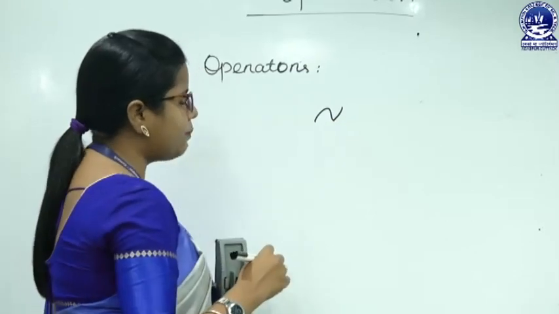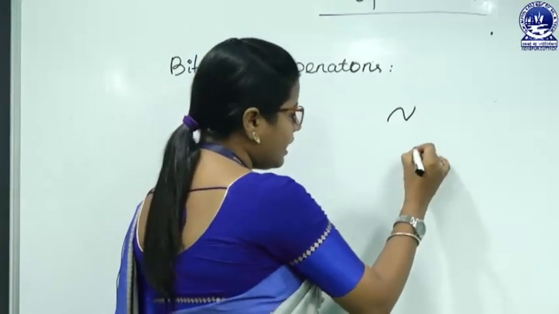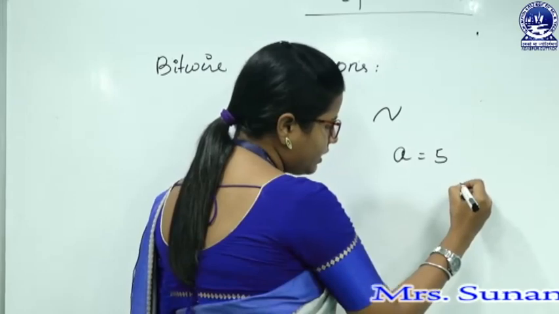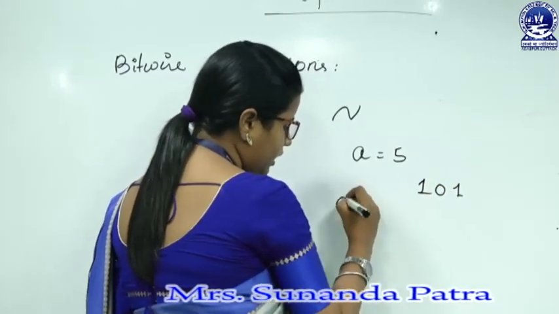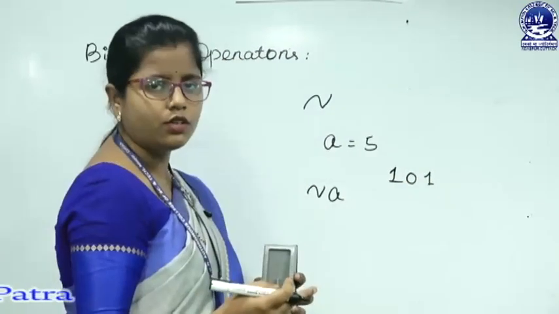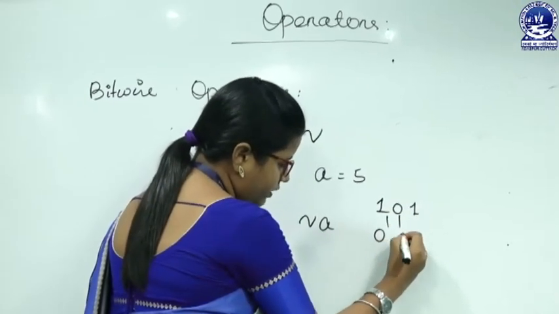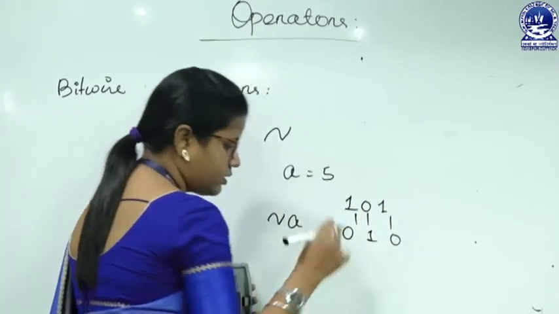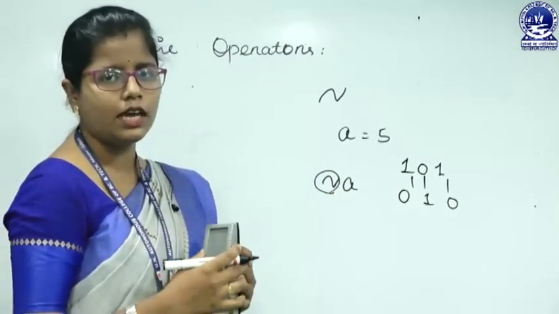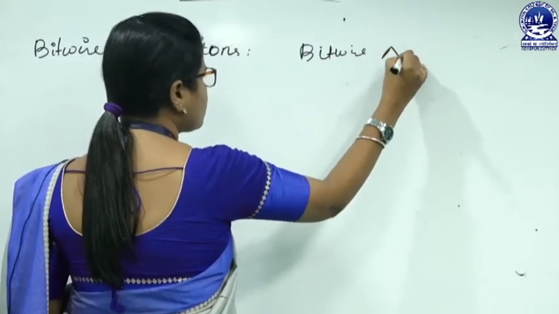The next is complement. Bitwise complement means it will negate that bit. Suppose A equals 5. The binary equivalent is 101. The complement of A means 1 goes to 0 and 0 becomes 1. So 1 is 0, 0 becomes 1, and so on. This is the complement operator. We are just inverting the bits. Next is the bitwise XOR operator.